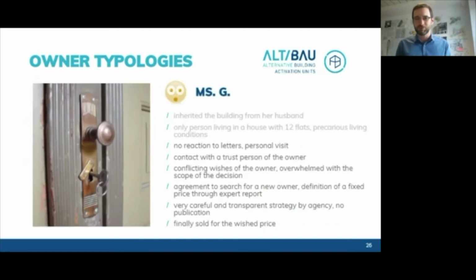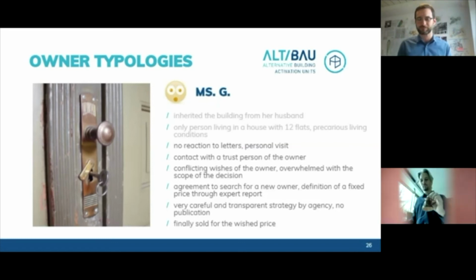So one of those people would be Mrs. G that we've talked about at the very beginning. After we finally got in contact with her, we bit by bit took the process further. For example, she never agreed that we would be allowed to publish the building on our website. So we were very careful and transparent with every single step that we took. So, after all, the building was sold, and by now it's renovated and reused.